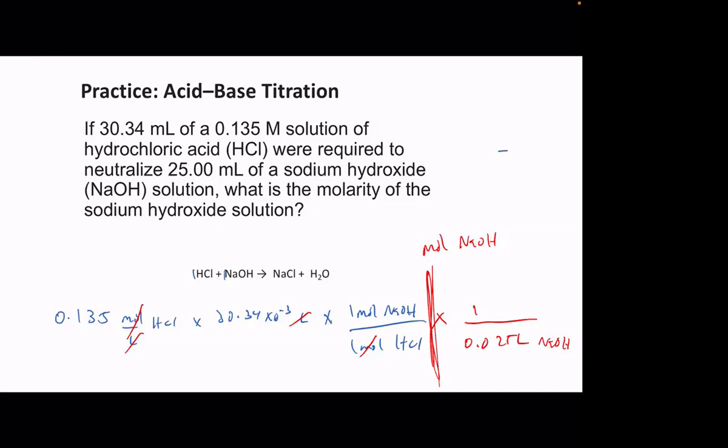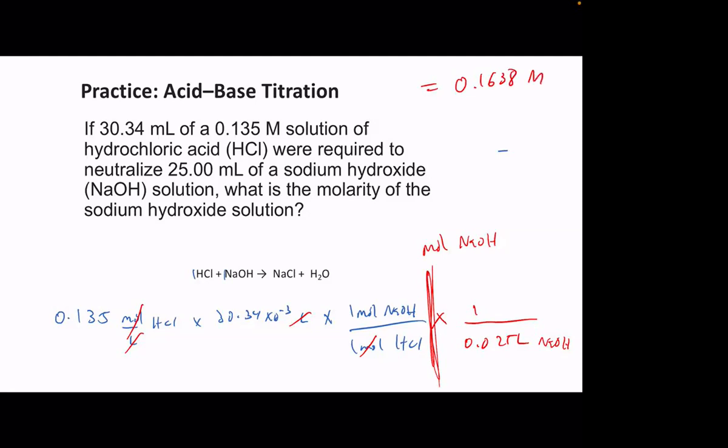What? What was that? It's 37. Really? It can't be. Did you do 30.34 times 10 to the minus 3? What'd you get? 0.1638. That sounds about right. Someone else got that right. Okay, equal to 0.1638. And that's a molarity.